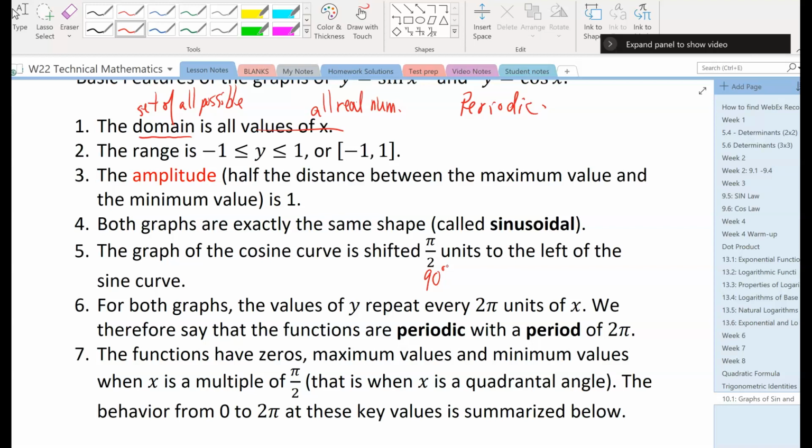For both graphs, the values of y repeat every 2 pi units for x, or 360 degrees. We therefore say that the functions are periodic with a period of 2 pi or 360 degrees. You can do it in radians or degrees. The functions have zeros, maximum values, and minimum values. And these are key points that we will use to graph later. So it's important to know where they are.